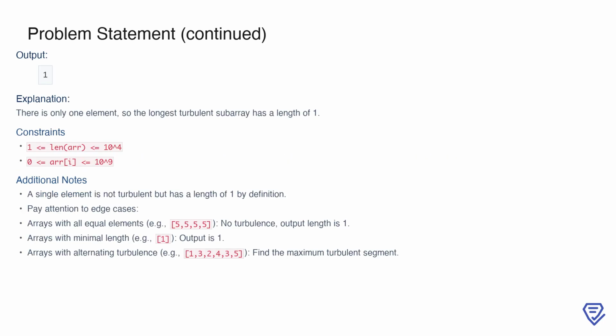Finally, consider the input array 100. In this case, since the array only contains a single element, there are no adjacent elements to compare, so a turbulent subarray cannot exist. By definition, however, the longest subarray in this scenario has a length of 1. Additionally, as we approach the problem, it's critical to consider edge cases like arrays with all equal elements or arrays with minimal lengths, ensuring that we handle these scenarios correctly when determining the maximum length of a turbulent subarray.